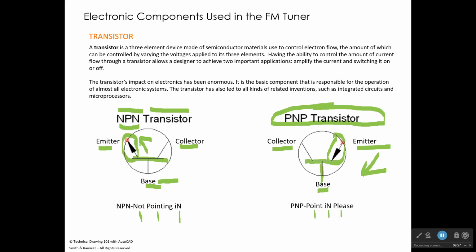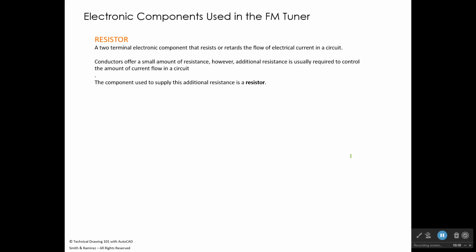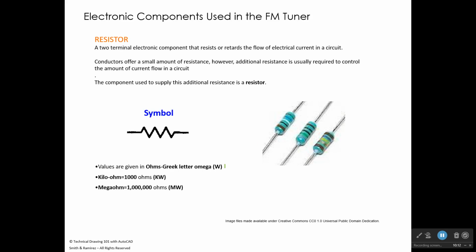So what you may have to do is insert your block for your NPN or your PNP. You may have to rotate that block. You may have to mirror that block to get the arrow into the right position. Now, it's not very difficult to do, but I'm just trying to point out that that's what you'll have to pay attention to.